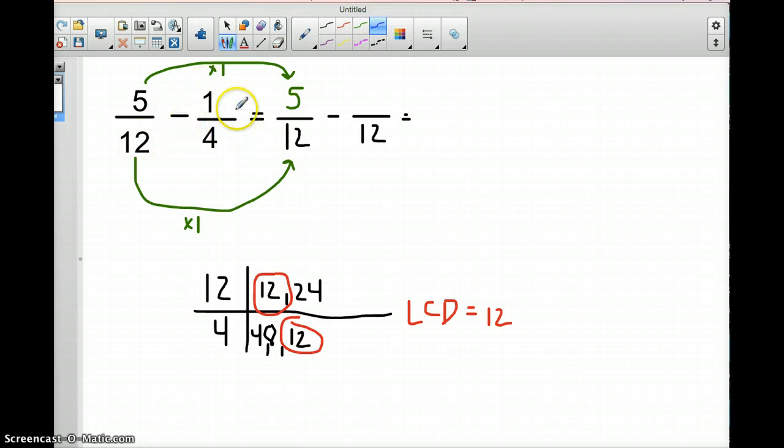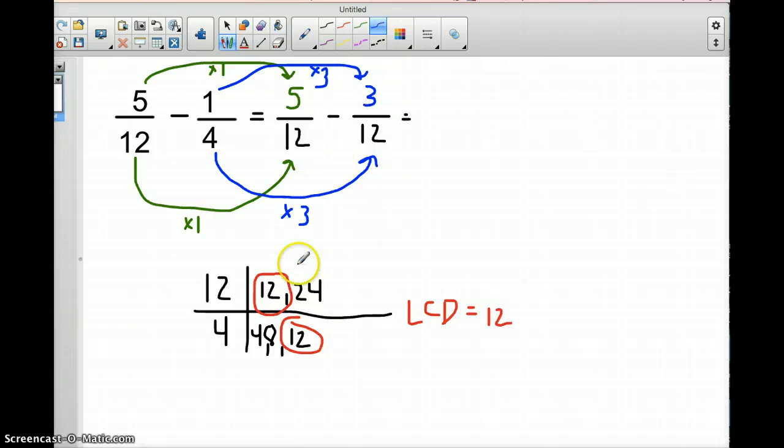Now we have to do the same thing for this other fraction, which I'm going to represent with blue. So I'm drawing an arrow from my old fraction to my new fraction. And I ask myself, 4 times what equals 12? 4 times 3 equals 12. So whatever I do to the bottom, I also have to do to the top. I did times 3 down bottom, now I have to do times 3 up top. 1 times 3 equals 3.